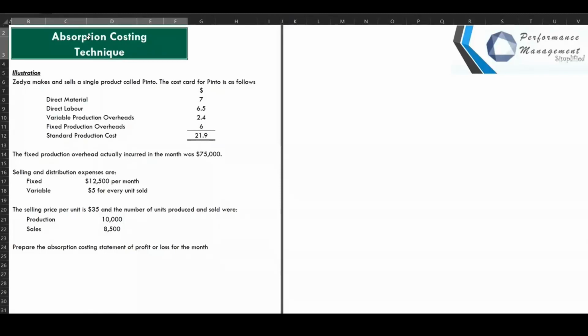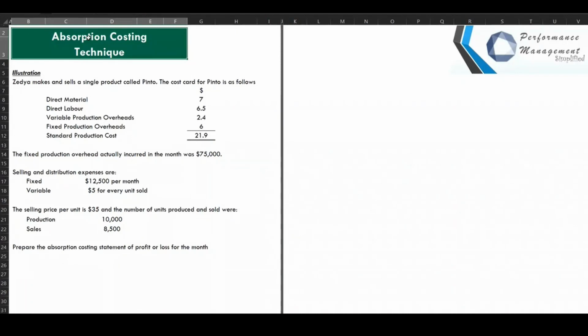Hi, today we'll be looking at the absorption costing technique. What is the absorption costing technique? This is a technique used in costing to ascertain the cost of a unit of a product or service, where the total production cost is used in the valuation of inventory.